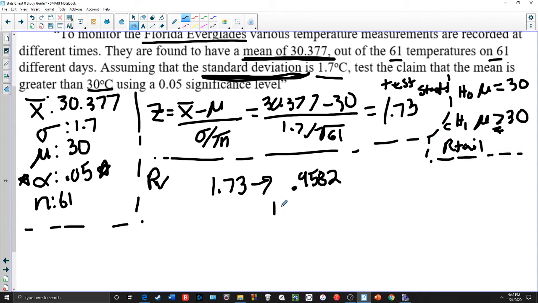So let's go ahead and take 0.9582 and subtract it from 1, because in a right tail test, you take your p-value and subtract it from 1. If this was a left tail test, like I was testing if mu was less than 30, then I would just leave it. But it's a right tail test, so I have to subtract it from 1, like I did in the very first problem, and I get 0.0418 as my true p-value.